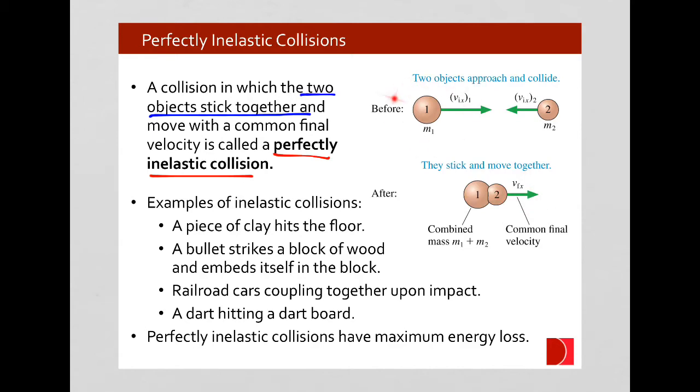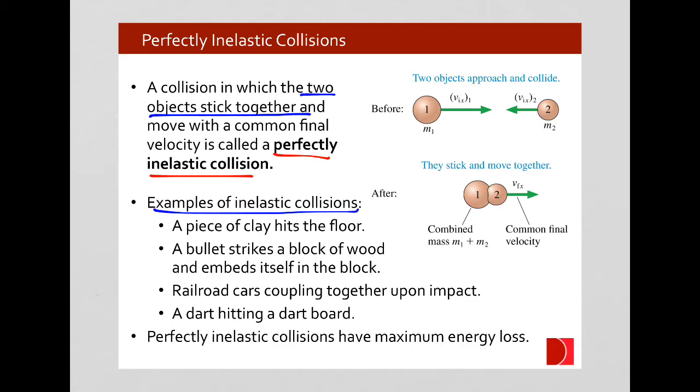We can guess here, because block 1, object 1, is much larger than object 2, that the net momentum would likely be in the direction of object 1's original momentum. Examples of these perfectly inelastic collisions would be a piece of clay hitting the floor. There'd be deformation there where the clay would adhere to the floor. If a bullet strikes a block of wood and embeds itself, the two would move together. Railroad cars that collide and couple together, or a dart hitting a dartboard.